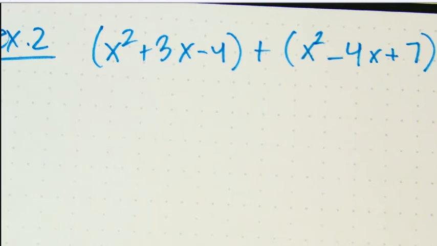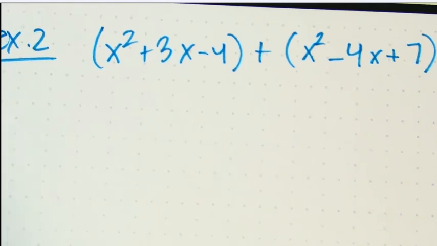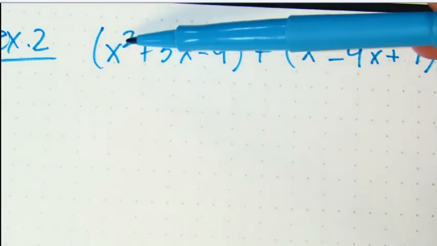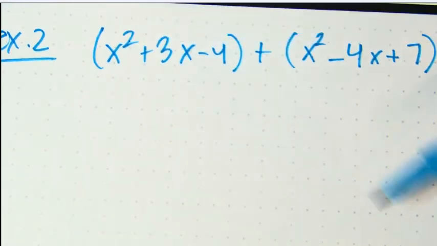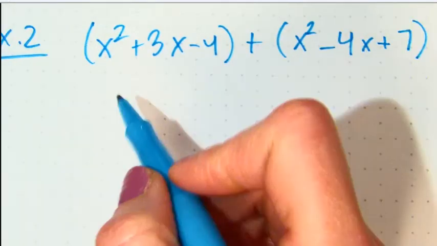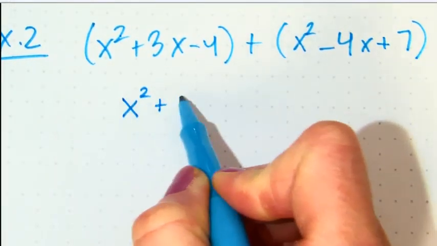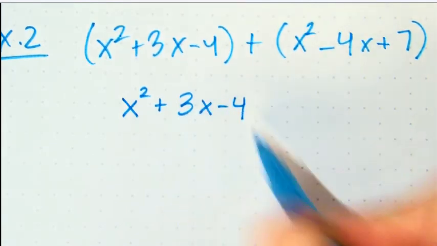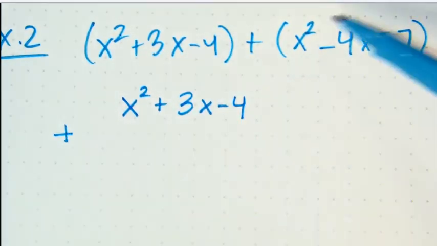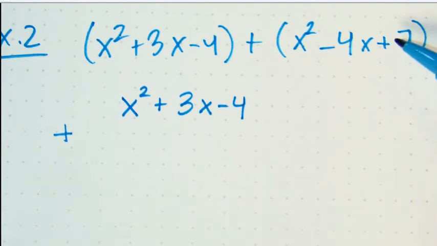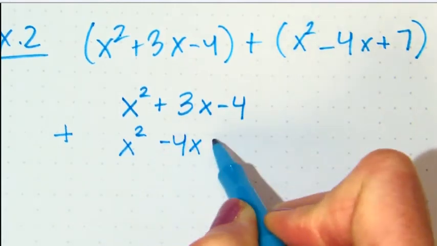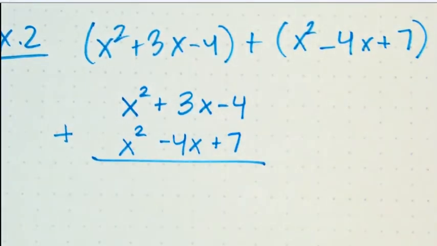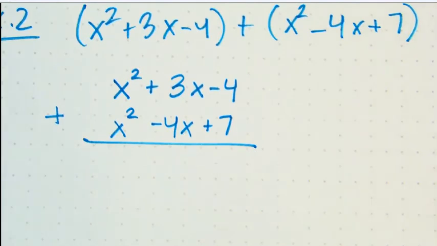So these are written in standard form, which is nice. Remembering that standard form means that we have them in order by degree or by exponent. So when I rewrite this, I'm going to take my first expression, and then I'm just going to line up my second expression by term. So x squared under here minus 4x plus 7. Line them up and just add.